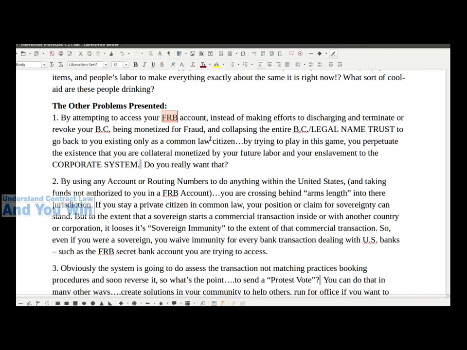Monetizing and mortgaging your future labor and your property and your future children and your enslavement to the corporate United States de facto government system. So is that what you really want? It's a big question. Is that what you really want?